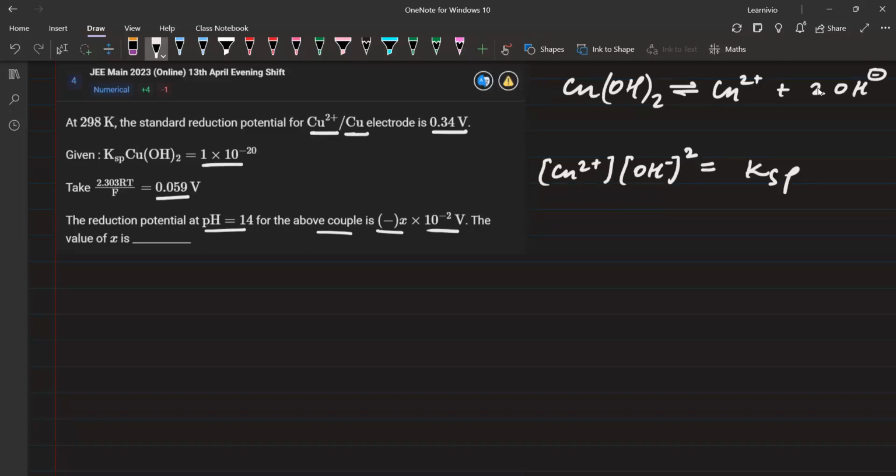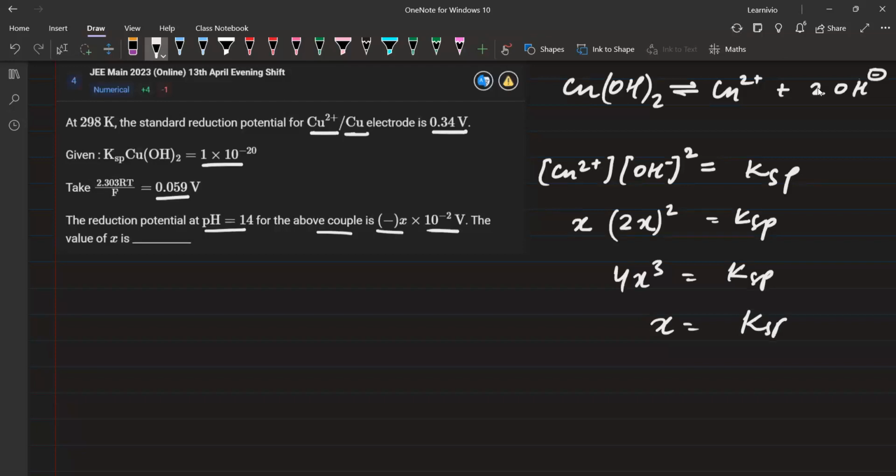How? See, how many copper positive do we have? 1. And how many OH negative? Twice that much. So the copper 2 positive concentration will be X, and the OH negative will be 2X, and this will be squared. This is KSP. So 4X cube is equal to KSP, and X will be equal to the cube root of KSP divided by 4.